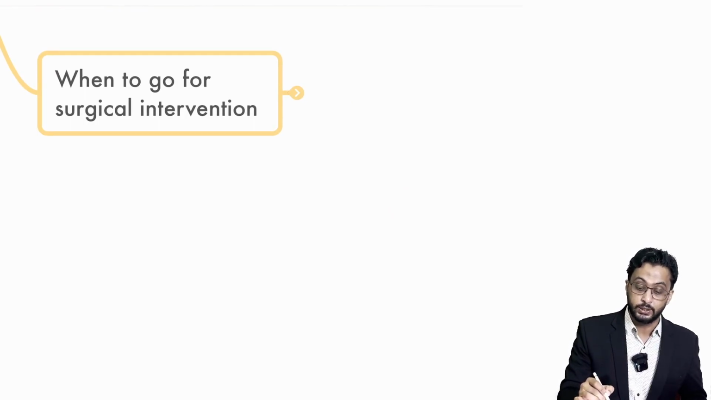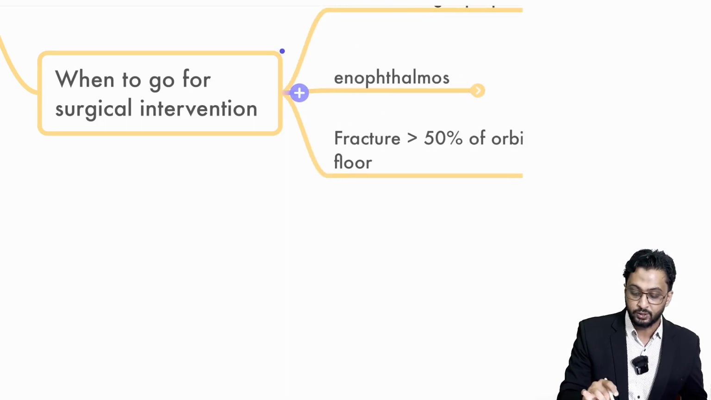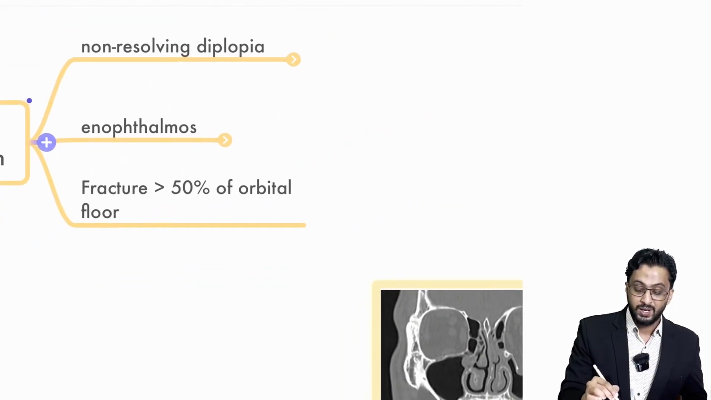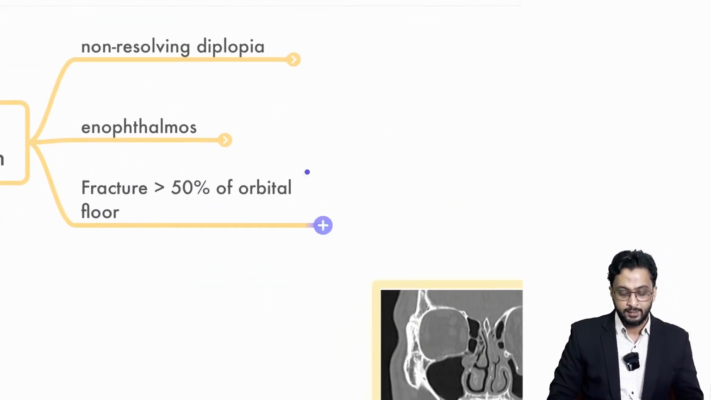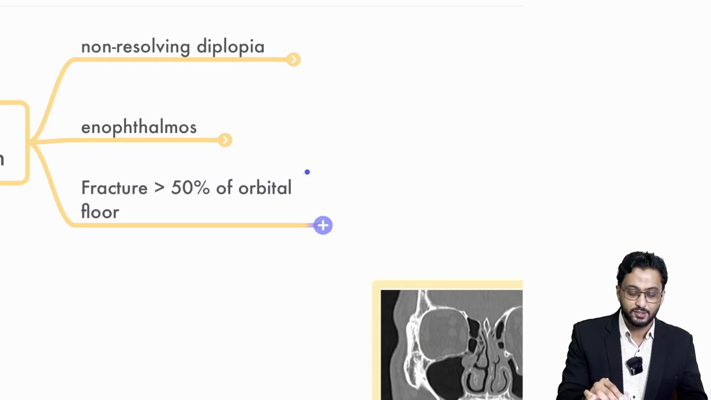So what tells you that it is going to be permanent or it is going to be dangerous? One thing, I'll come to that for the third point, is fracture greater than 50% of the orbital floor. Now, this is a very problematic area. How do you know that greater than 50% of the wall is fractured? Basically, the first two.